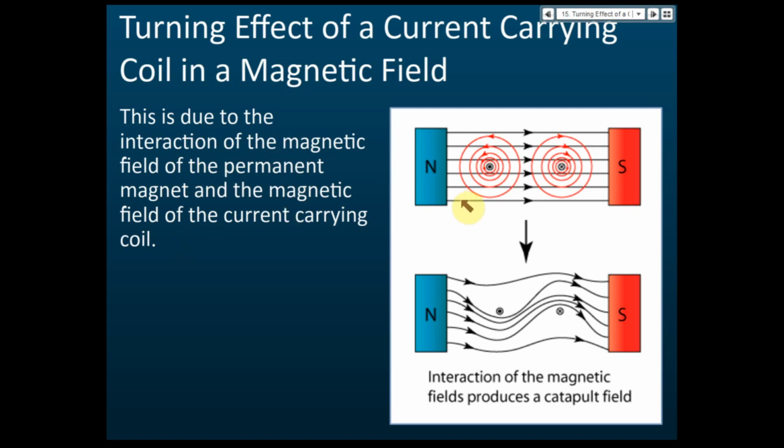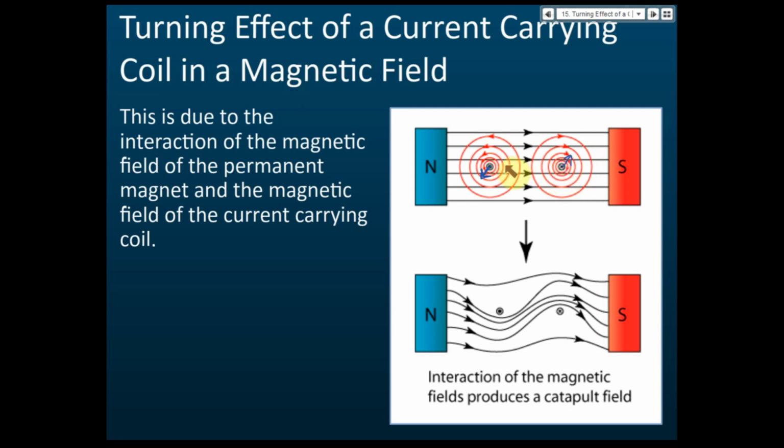For example, this is the permanent magnet, north to south. And this is the current in the coil. There's a circle with a dot and a circle with a cross. A circle with a dot means that the current comes out. This circle with a cross means that the current goes inside. And the red one is the magnetic field produced by the current. When there's a current flow in the conductors, it will produce a magnetic field. So this is the magnetic field produced by the current. This one is also the magnetic field produced by the current.